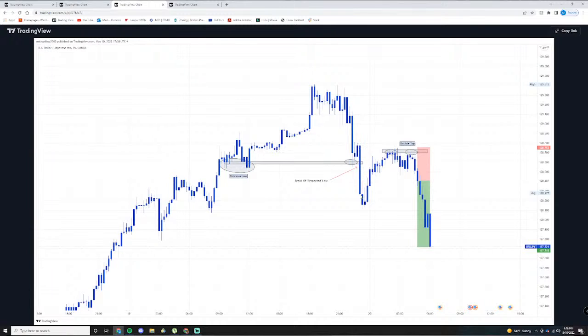Huge behavioral change. So now my mindset changes. This is all the information I needed to know. This break of the respected low is all the info I needed. Now I'm just looking for a double top, because I know that the behavior of the market changed.